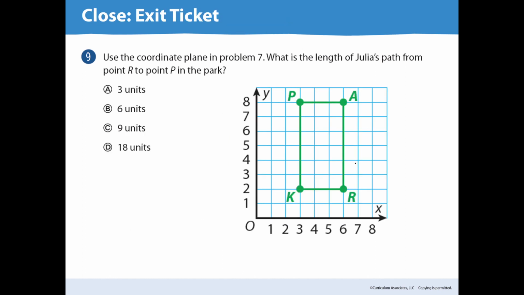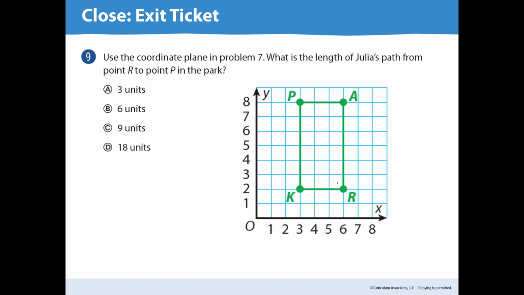Number 9. Use the coordinate plane in problem 7. What is the length of Julia's path from point R to point P in the park? Make sure you're pausing so you can do these on your own and then check your work.